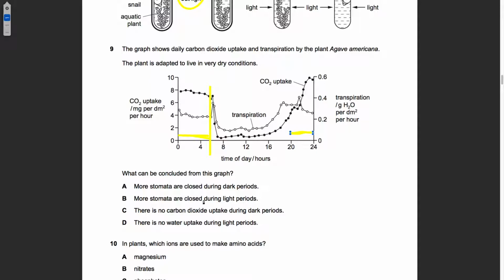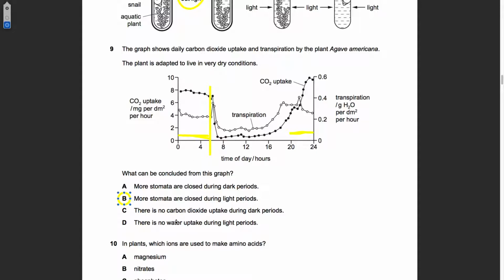More stomata are closed during the light periods. Now, the light period is this section of the graph that I haven't put a yellow line next to. So whatever time, 6 o'clock in the morning, depending on the time of year, through till 4, 5, 6 o'clock in the evening or later in the summer, we've got very low rates of transpiration. That means the plant's not losing a lot of water through its stomata. We've got very little CO2 uptake. That would suggest to me the stomata are closed at this time, and therefore I would circle B.